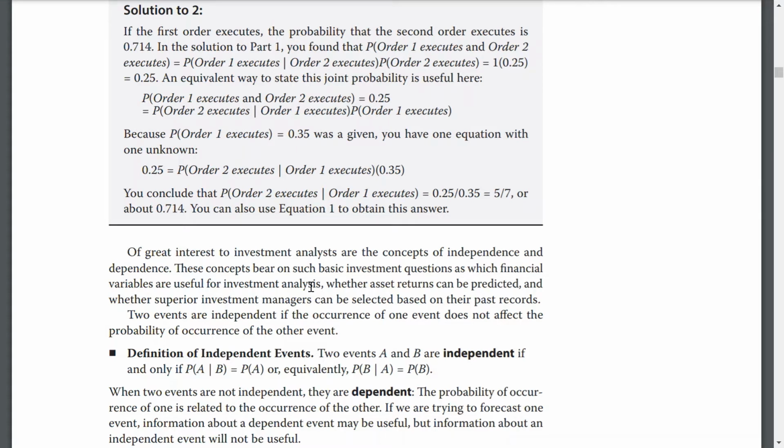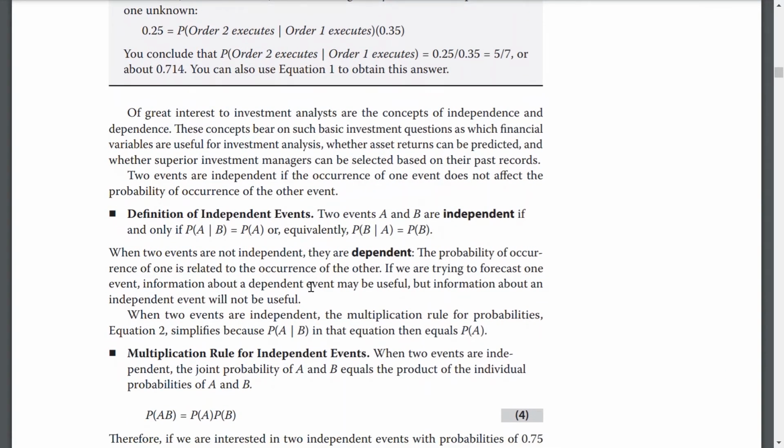0.25 as well. Of great interest to investment analysts are the concepts of independence and dependence. These concepts bear on such basic investment questions as which financial variables are useful for investment analysis, whether asset returns can be predicted, and whether superior investment managers can be selected based on their past records. 2 events are independent if the occurrence of one event does not affect the probability of occurrence of the other event. Definition of independent events.